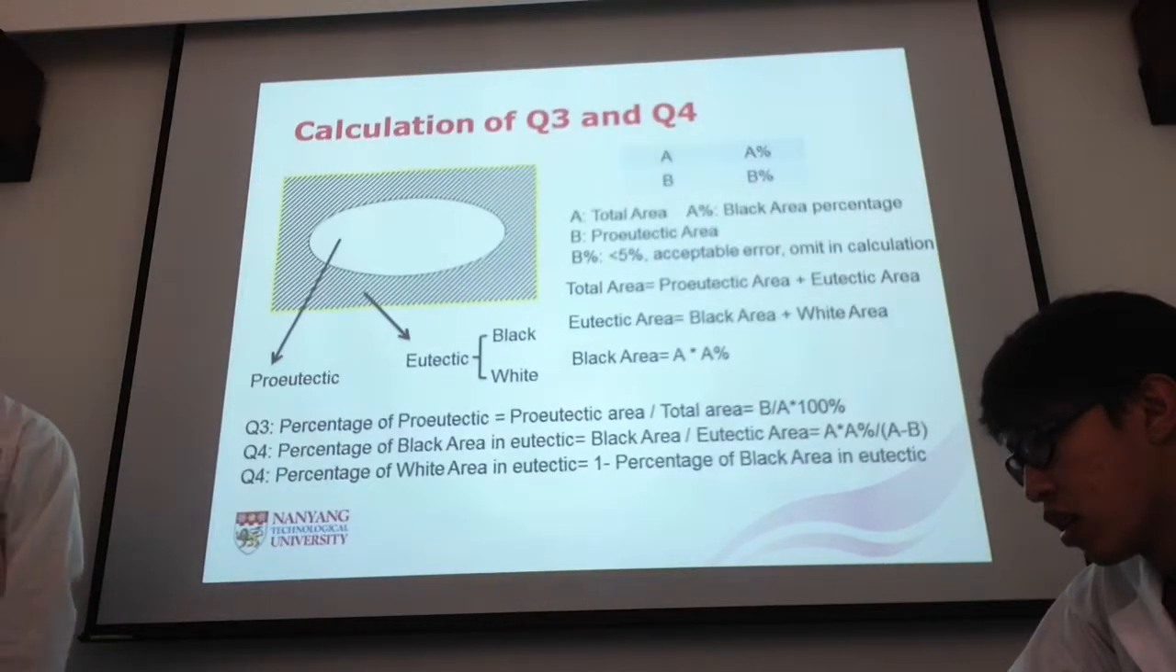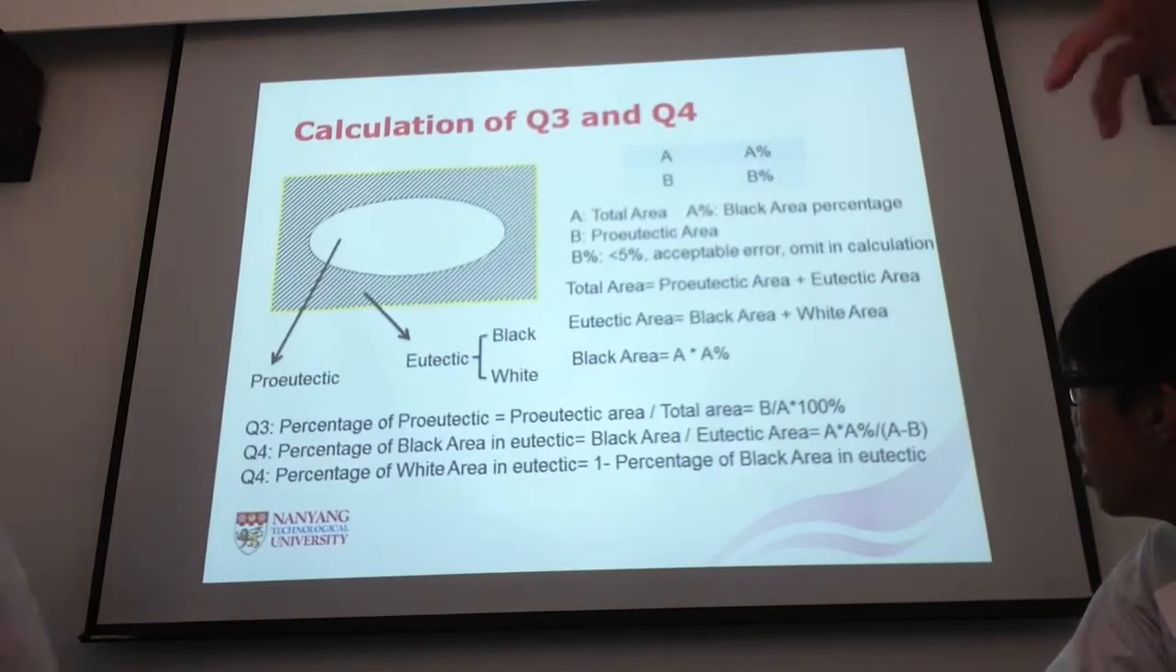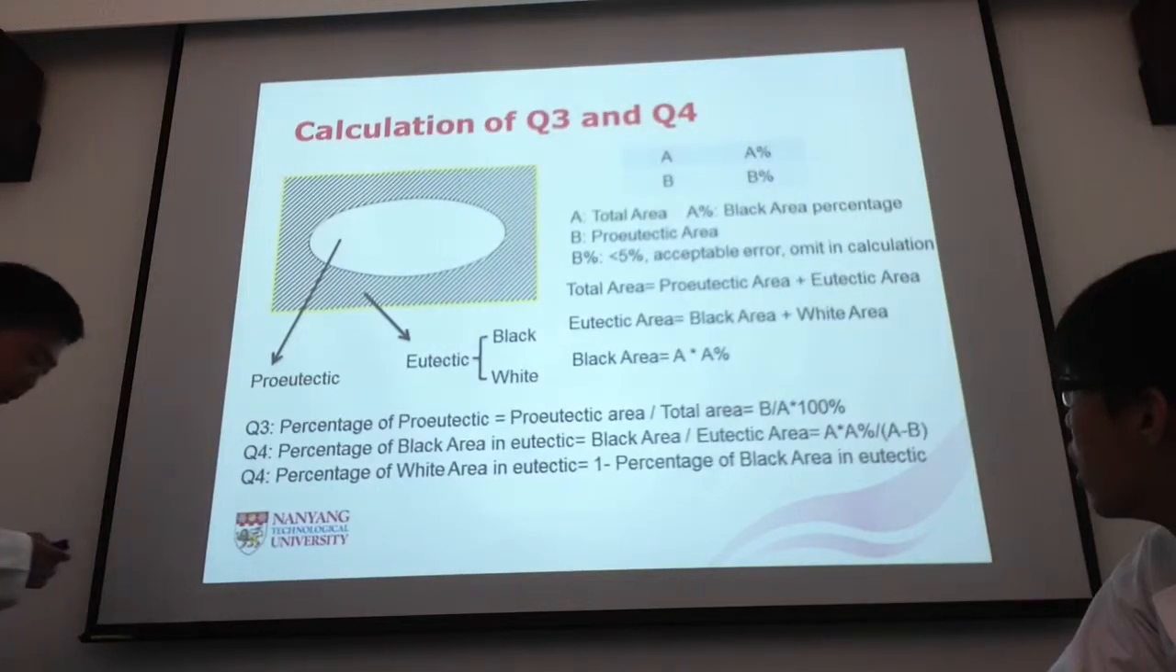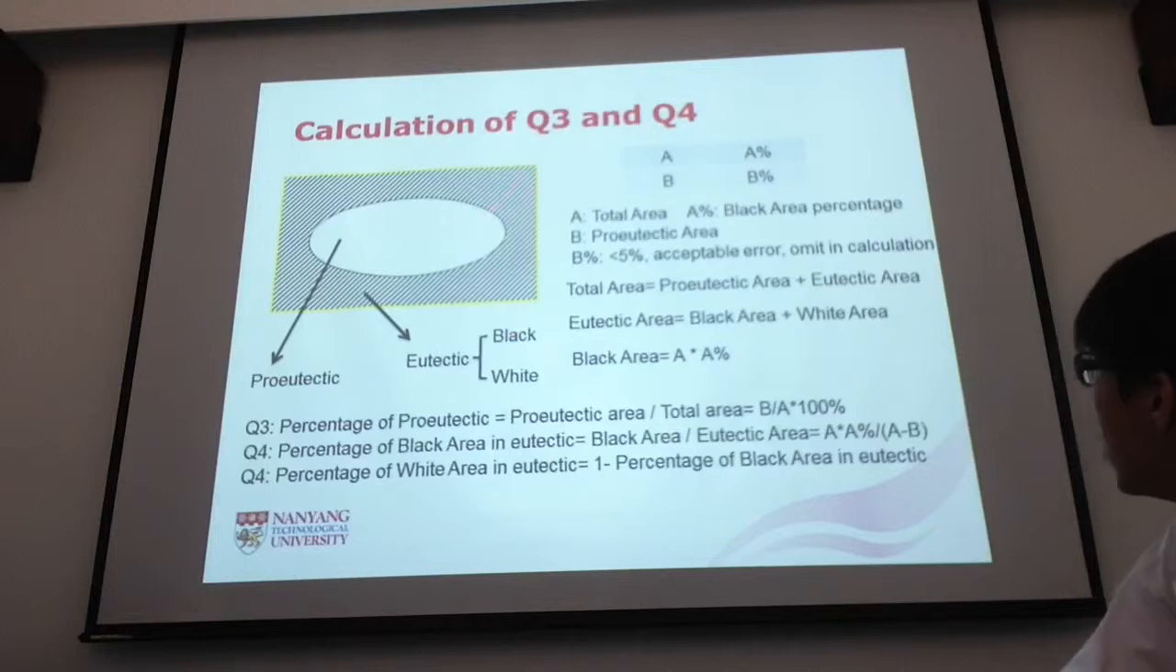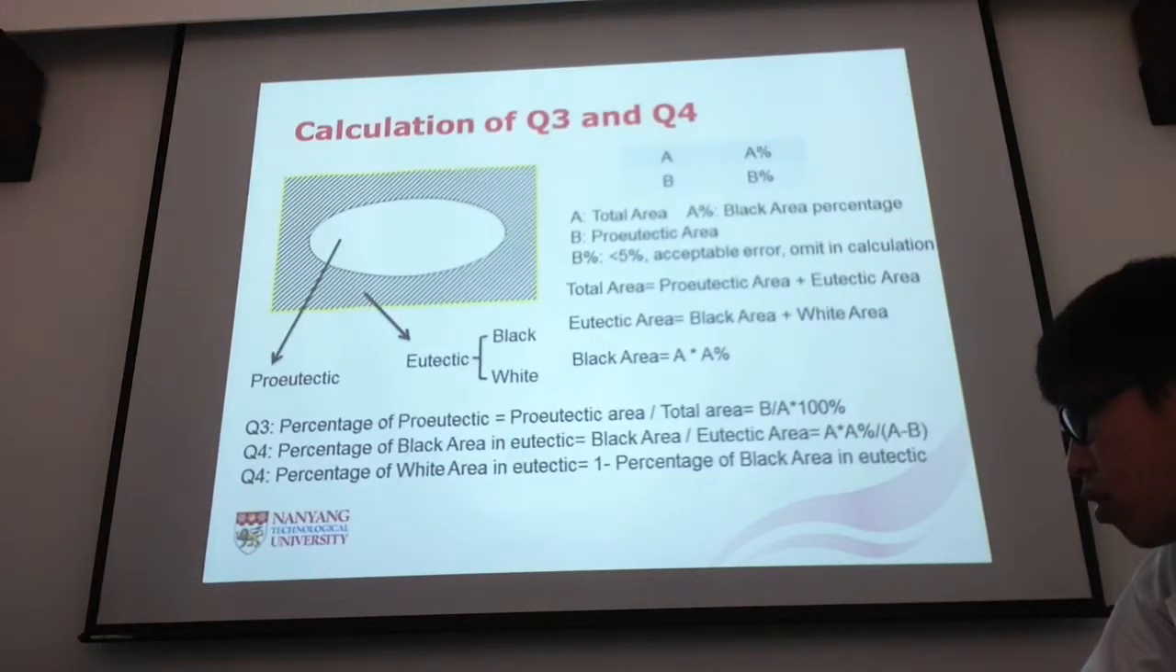Question: why is it that B must be lesser than 5%? Because this value is the black area in the total. If you cut more black area, that means if B is larger than 5%, you cut more black area off the eutectic, so it's not acceptable. So 5% is just a guideline, is it? Yes, it should be less than 5%. We can omit the error. Okay, I understand.